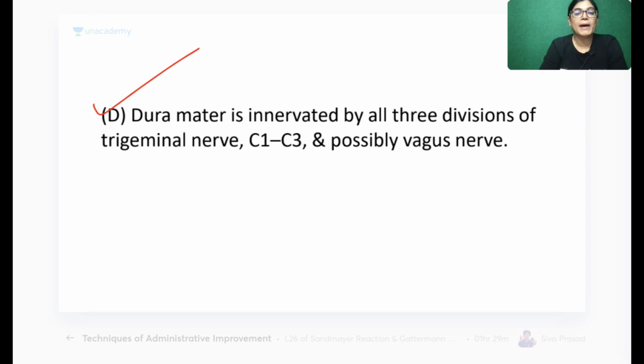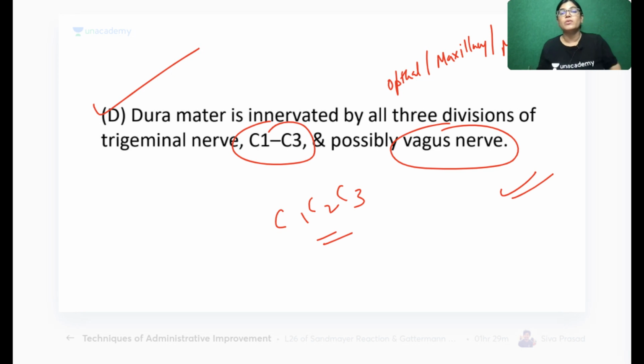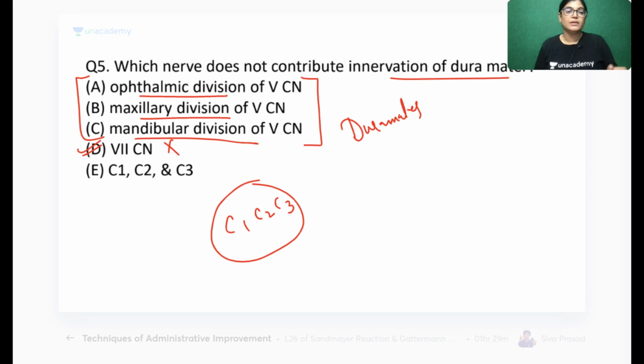Now see here, dura mater nerve supply is by all three divisions of the trigeminal nerve, that is ophthalmic, maxillary and mandibular. So that was given in the option, no doubt about that. And also C1, C2 and C3 nerves, possibly also by vagus. Please note down, vagus nerve is also contributing. So if we have to choose one, we will go with facial nerve. Then we will go with which answer? Facial nerve.